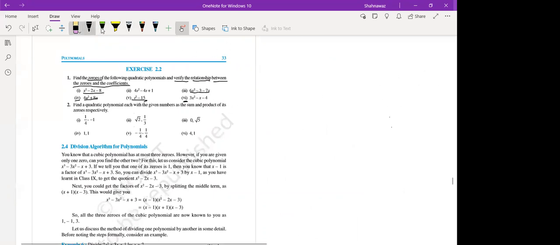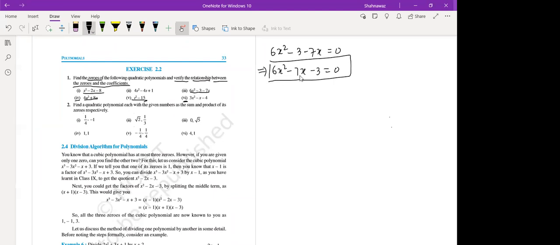Okay, so third question. What is the general form? 6x squared minus 7x minus 3. So this is the general form, with x terms first and then the constant term. So what is the product here? It is minus 18. Let's say 18. So what will be the factors?